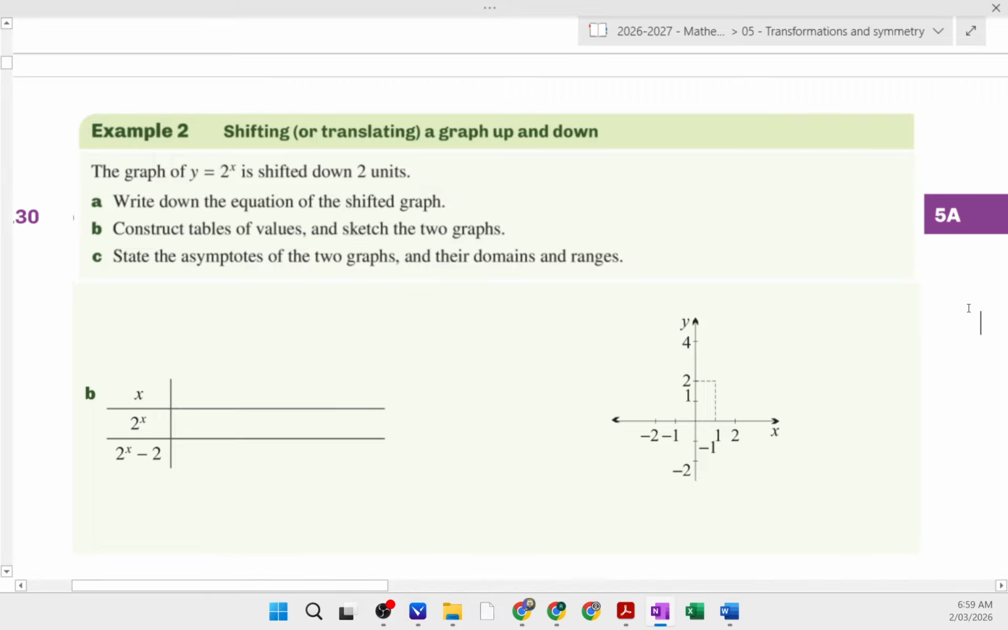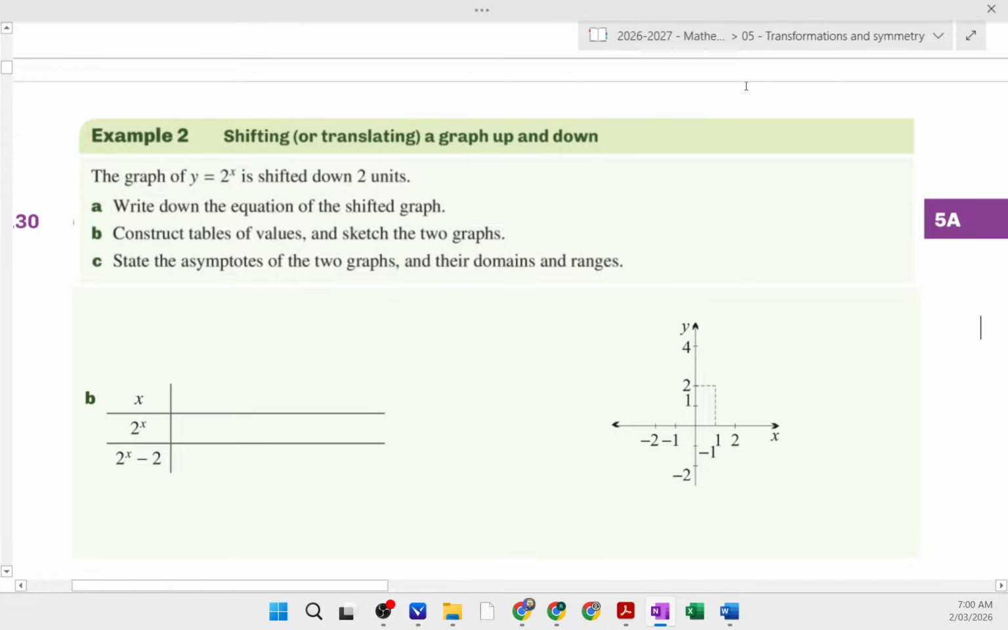Example 2, we've got shifting, but this time it's shifting up and down. So we are once again going to be looking at a table of values just to give us a bit of a hand, and then we'll go from there. So what we've got is the graph of y equals 2 to the power of x is shifted down 2 units. So what we've got to look at now is what is the equation of the shifted graph.